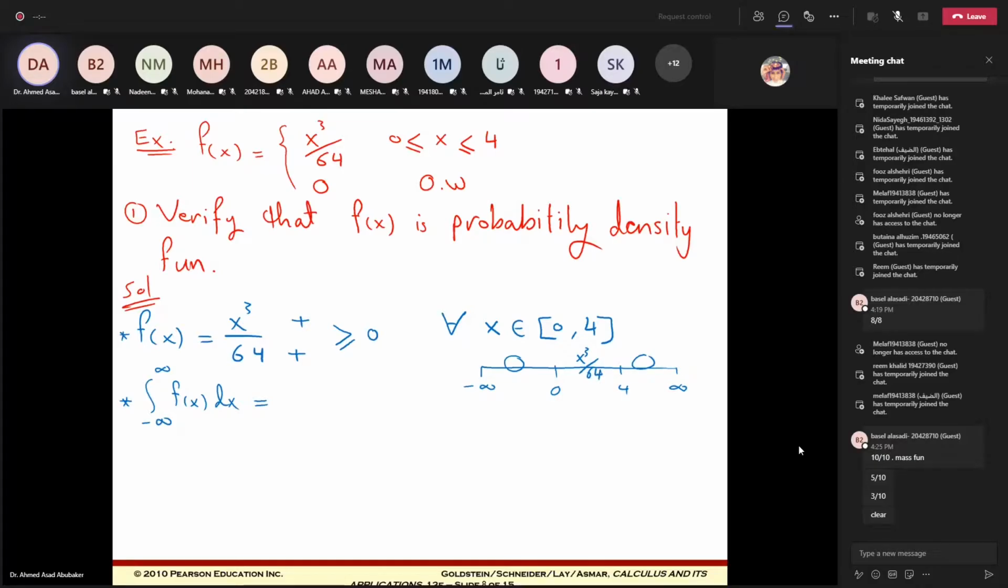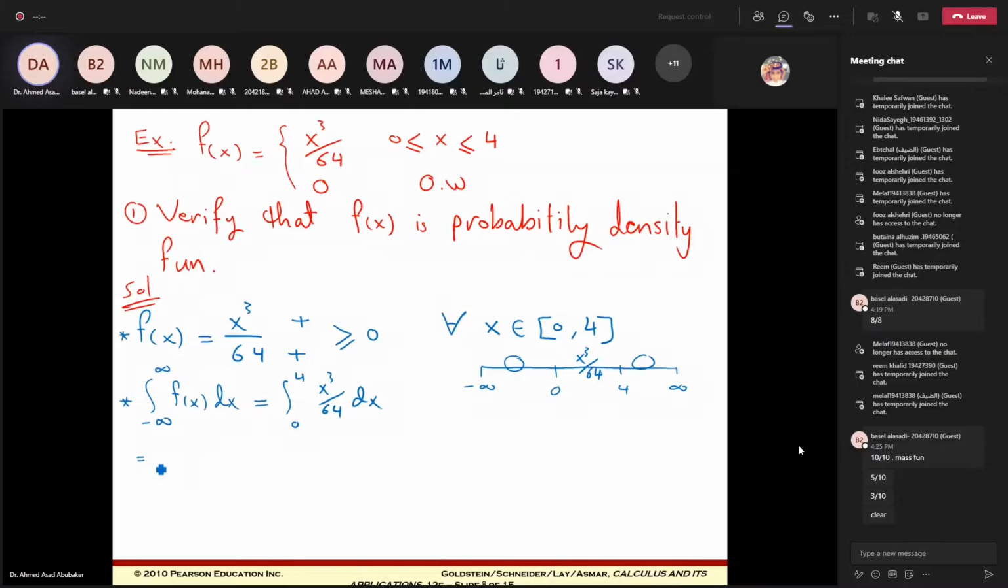So, from minus infinity to infinity, I don't have the function for all of these intervals, because from minus infinity to 0, the function is 0. From 4 to infinity, this is 0. So I have only from 0 to 4. What's the function? x to the power 3 over 64 dx.